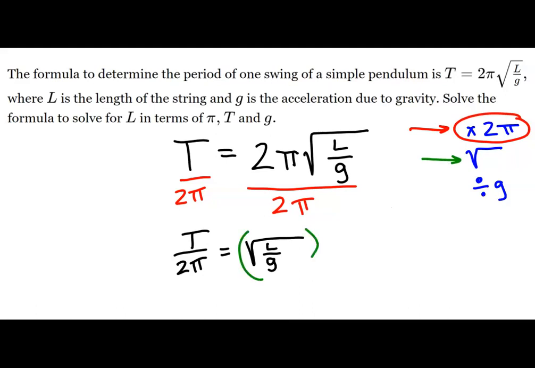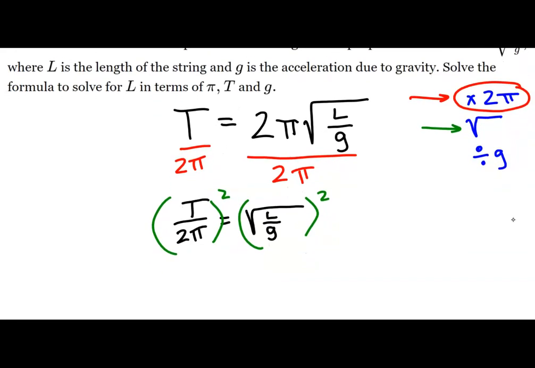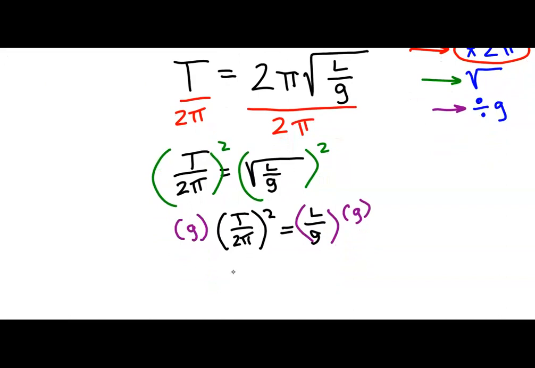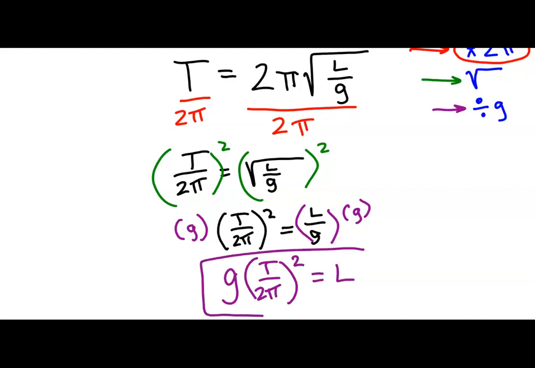Now let's do the inverse of square rooting. The inverse of square rooting is squaring. So now my sentence will be the quantity t over 2 pi squared equals L divided by g. Now for my last one, the opposite of dividing by g is multiplying by g. So I'm going to take this entire side and that entire side and multiply by g. That gives me g times t over 2 pi quantity squared is equal to L.